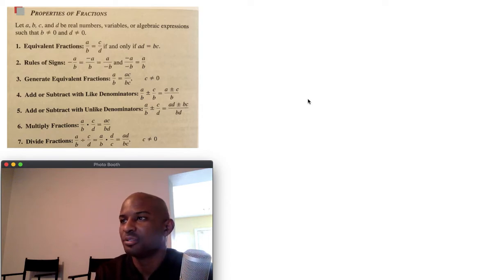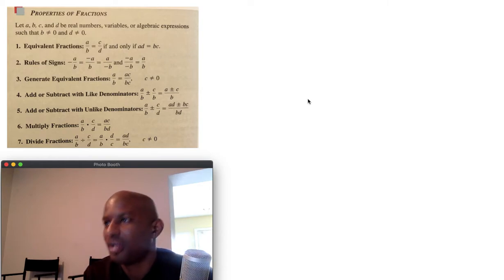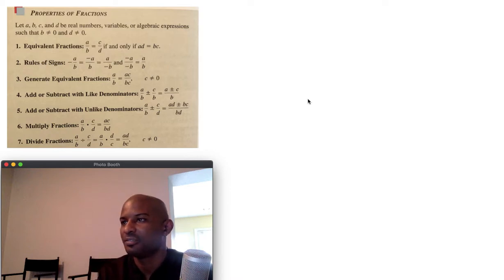Number 6 is multiply fractions. So a divided by b times c over d is equal to ac divided by bd. And then the last rule is divide fractions. So a divided by b divided by c over d is the same exact thing as a divided by b times d over c. And you can see the same exact thing right next to that. So we'll start with a brief example, something really quick.